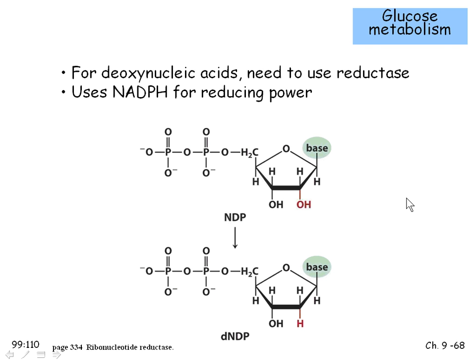So if you were going to make deoxyribonucleic acids, you have to at some point reduce that alcohol down to a H. So making the deoxynucleotides requires NADPH as a reducing power to reduce that down to the hydrogen. So that's kind of handy. We're making reducing power at the same time we're making some ribose. So they're kind of walking hand in hand at the moment.